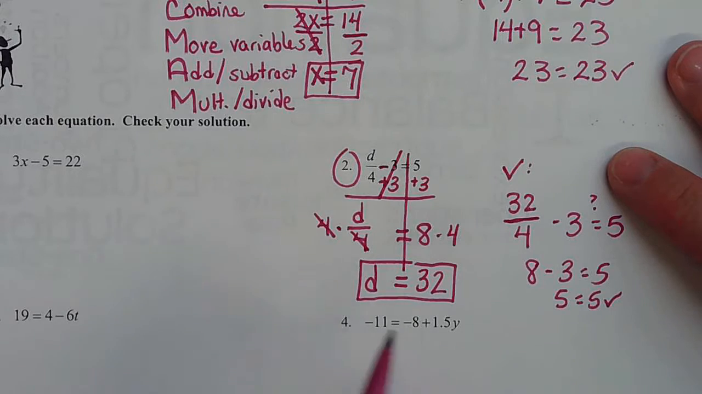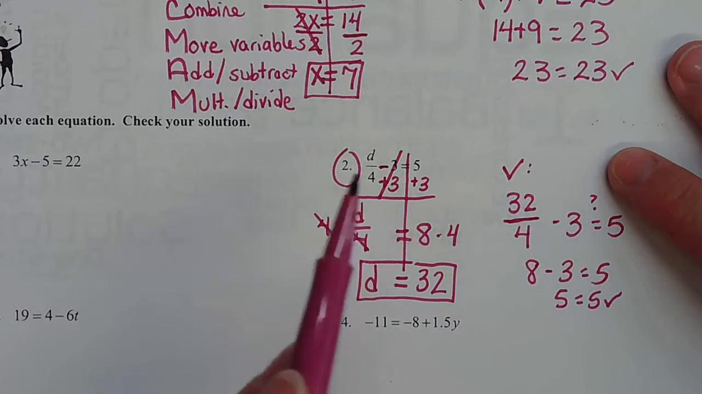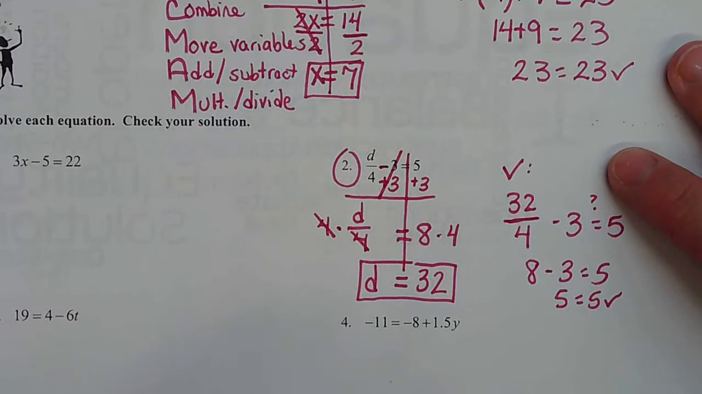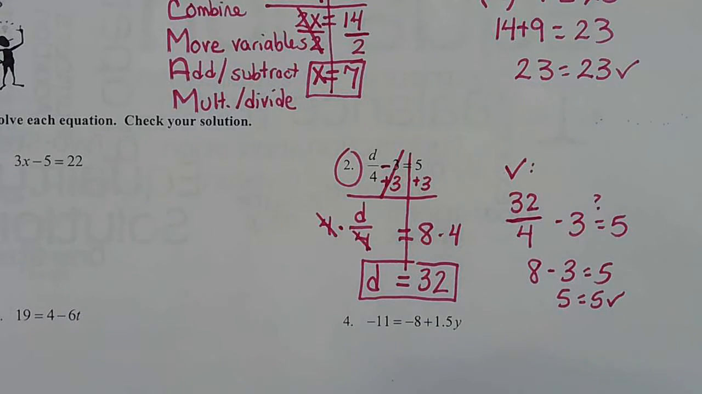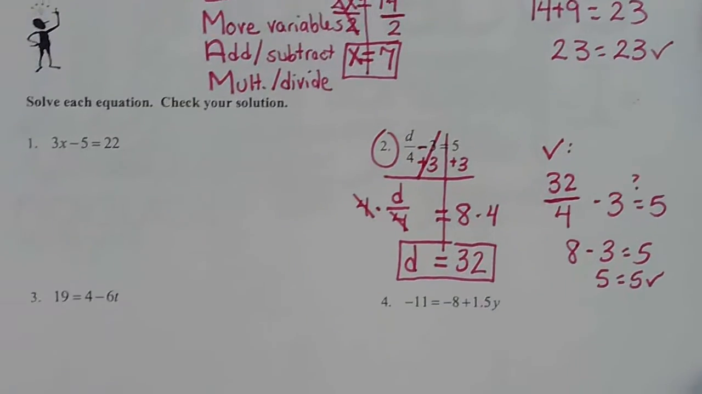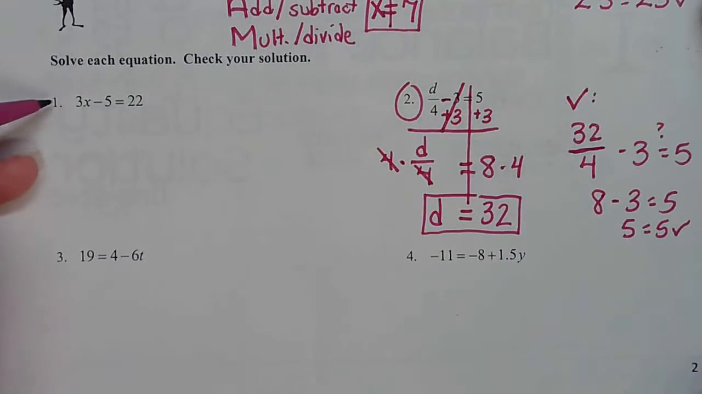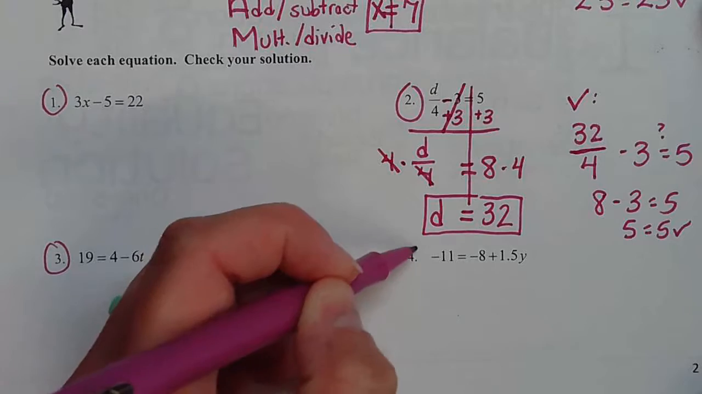This is the work I need to see. I know some of you can do this really quick, but I do need to see the work. That's how I give you credit. Okay? On your own, I want you to try 1, 3, and 4.